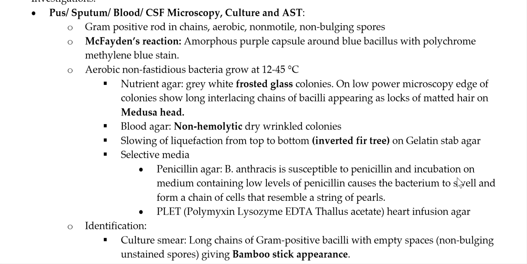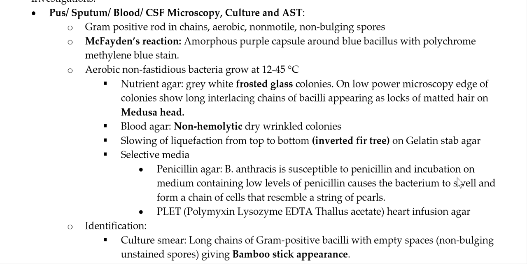So this bacteria is aerobic, non-fastidious. It will grow at around 37 degrees centigrade, but the range is 12 to 45. And on various media, its appearance is very frequently tested in MCQ examinations. For example, on nutrient agar, it will give you a gray-white, frosted glass type of appearance of the colonies. And if you examine these colonies under a low power microscope, you can see the bacteria in long, interlacing chains. It is like you are looking at the matted hair of Medusa. So it is also known as the Medusa head appearance, which is also a very important question.